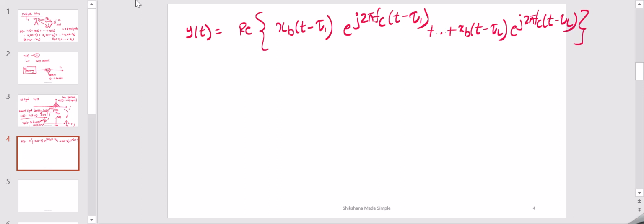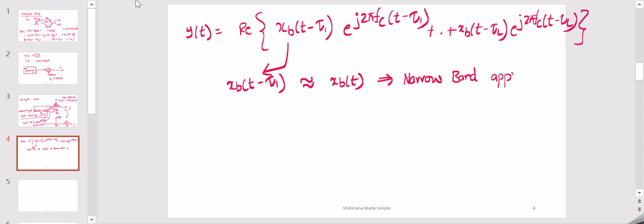Now here we have one condition or one approximation, which is this. So xb of t minus tau 1 can be approximated to xp of t. So this is nothing but a narrowband approximation. Please go through the textbook to understand more about it. But for this narrowband approximation, we have a certain condition. I would like to mention that.